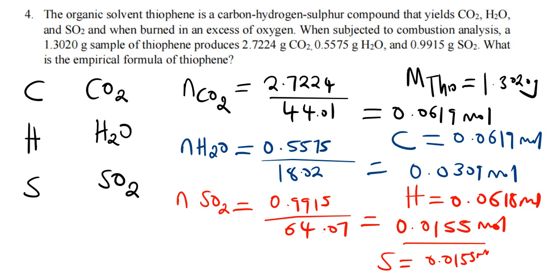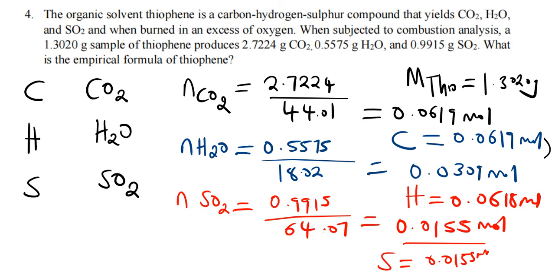In this case, from the number of moles that we found, what is the smallest in terms of moles? For hydrogen, it gave us this. For sulfur, it gave us that. So you can see that hydrogen and sulfur have the same. The only one that is different is carbon. So we're going to divide the smallest one into all of them.